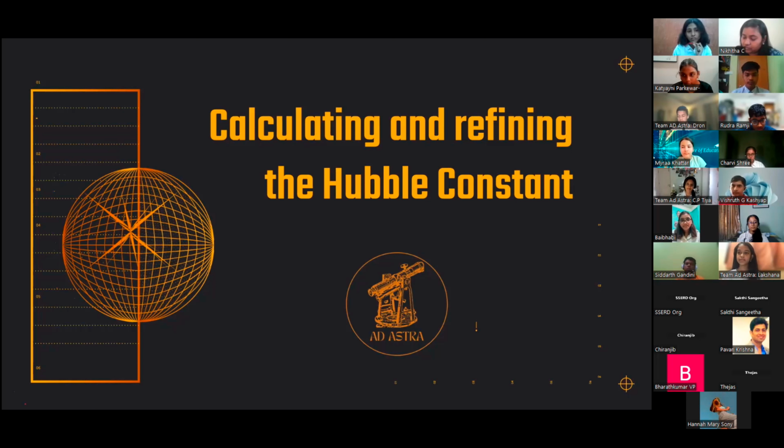After 4 weeks of vigorous and extensive hard work, we are finally ready to present our project for the third cohort of the Junior Space Scientist Program: calculating and refining the Hubble constant.